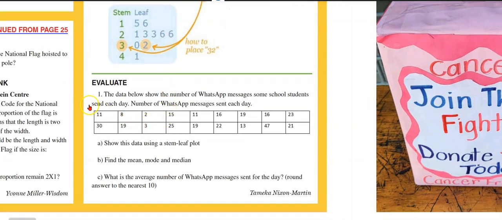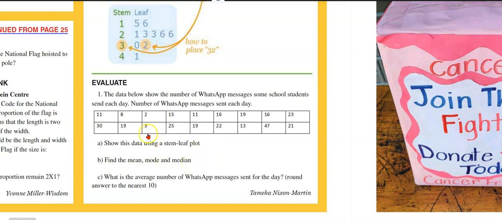Final section, evaluate. The data below shows the number of WhatsApp messages some school students send each day. In the table we have 11, 8, 2, 15, 11, 16, 19, 16, 23, 13, 19, 3, 25, 19, 22, 13, 47, 21. Show this data using a stem and leaf plot. That's the first thing. Then find the mean, mode, and median.